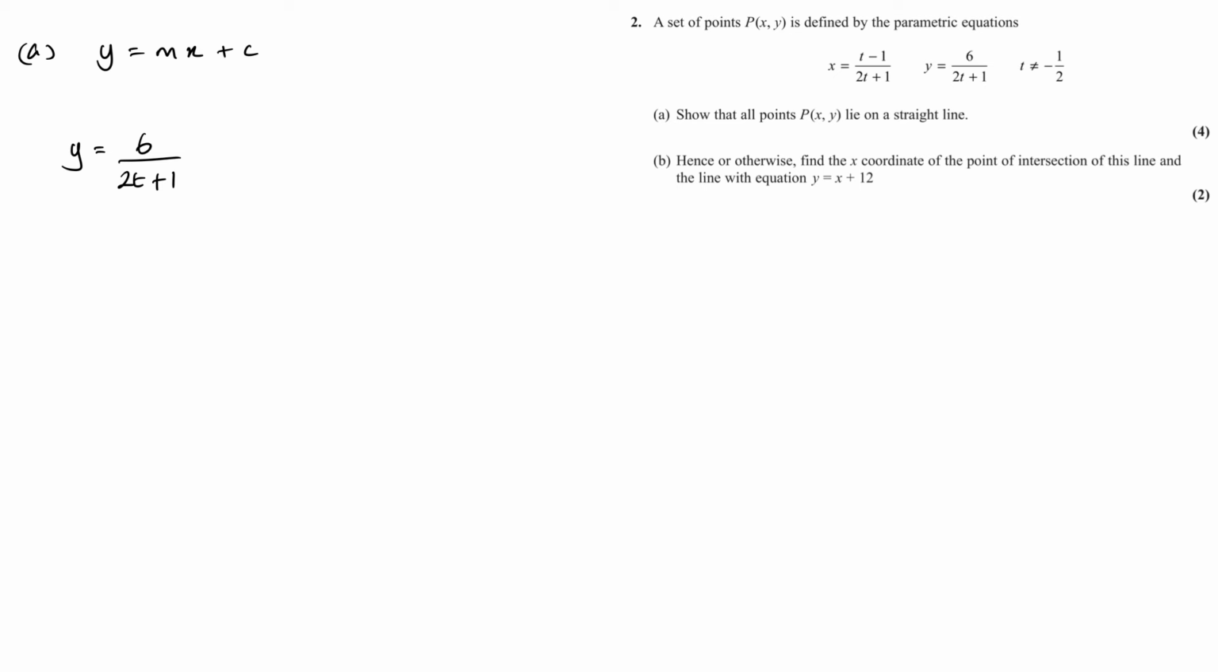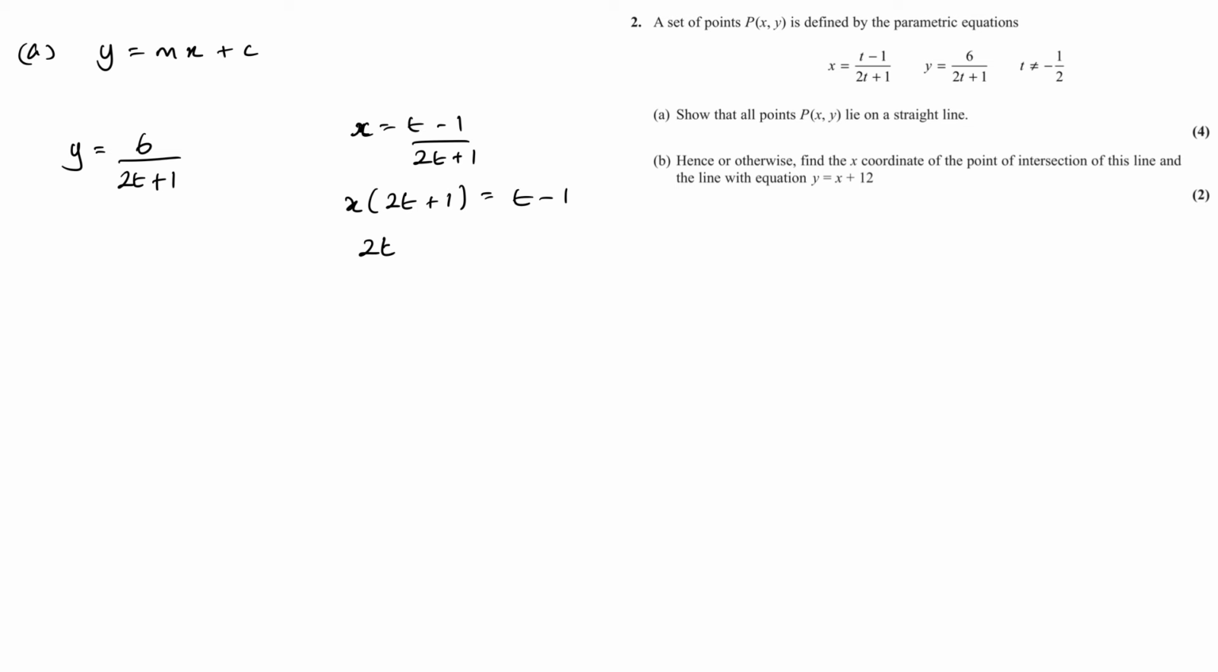So if I look at the x equals t minus 1 over 2t plus 1, what I've really got to do is make one of these t equals. Normally I just make the x t equals and substitute it straight into the y, then I've got y equals. This one looks easier to make it t equals, but I'll stick with doing it with the x. We'll see how it pans out.